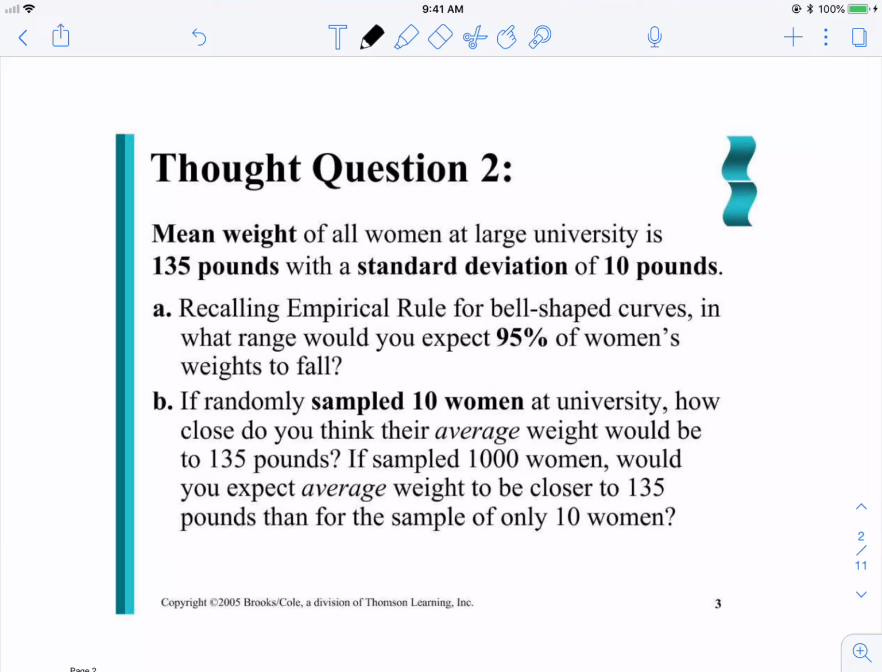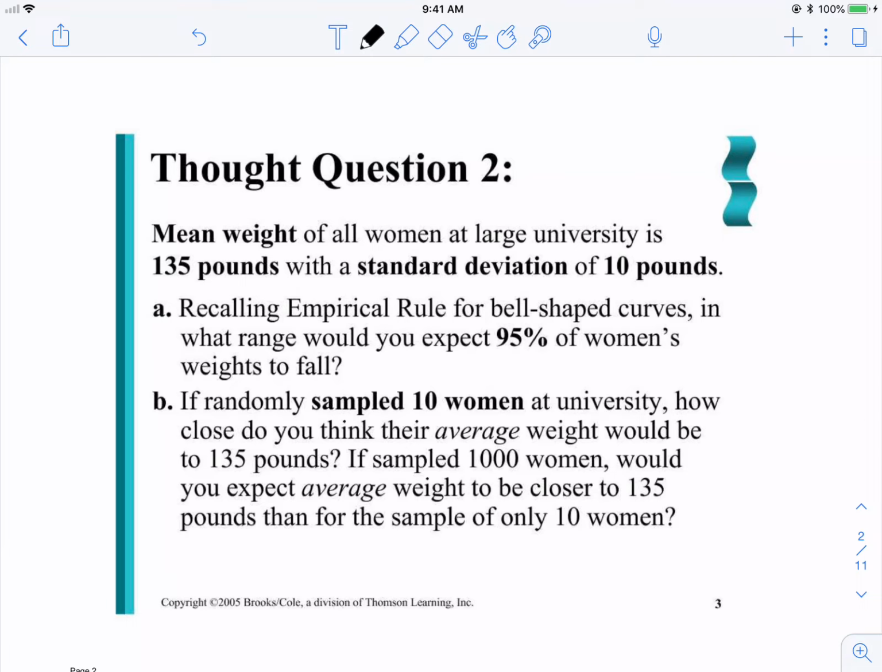So a quick warm-up question here. Let's say that the average weight of all women at a large university is 135 pounds and a standard deviation of 10 pounds. So remember that empirical rule, 68, 95, 99.7 for the bell-shaped curves. In what range would you expect 95% of the women's weights to fall?